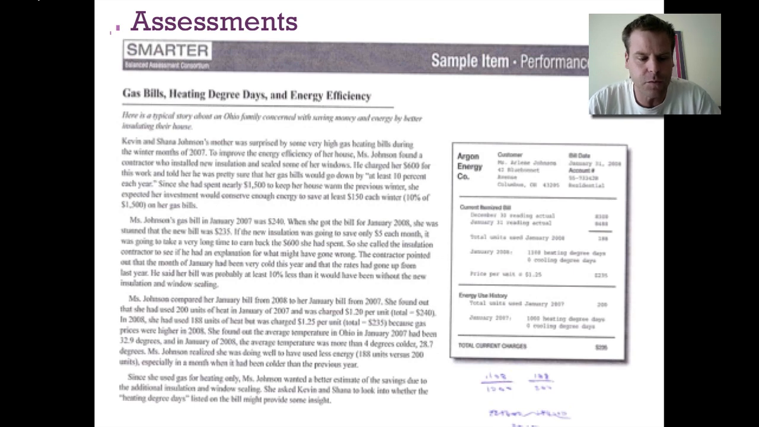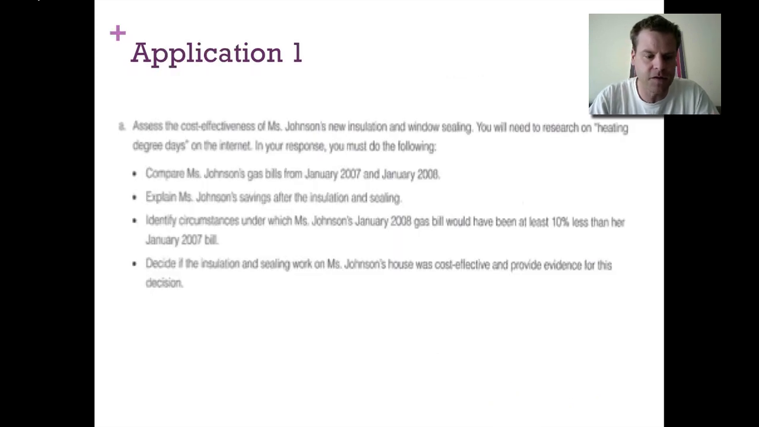In this example, the student reads about a woman trying to keep heating costs down in her home. This is relevant to the real world. In the first section of application, the student must assess the cost effectiveness of the woman's new insulation and window sealing. Now, you read the gas bills, heating degree days, and energy efficiency paragraphs here. You see the energy bill on the right-hand side.